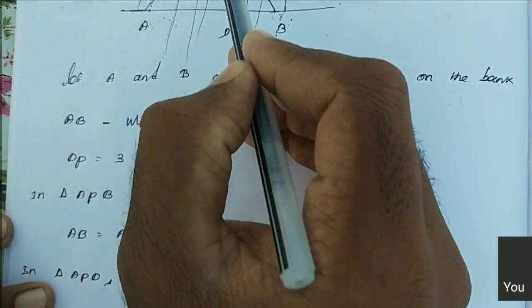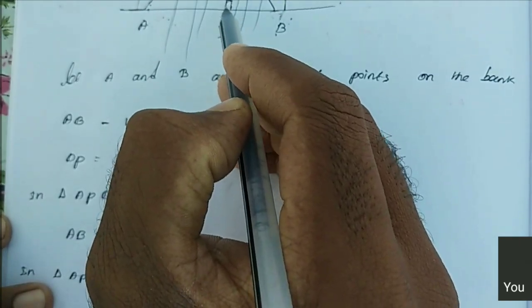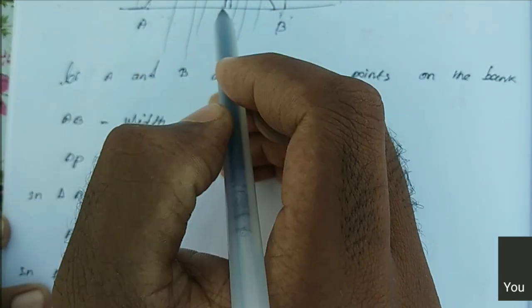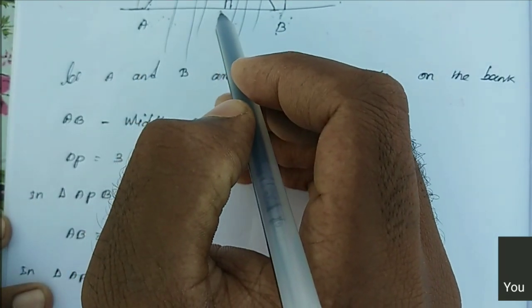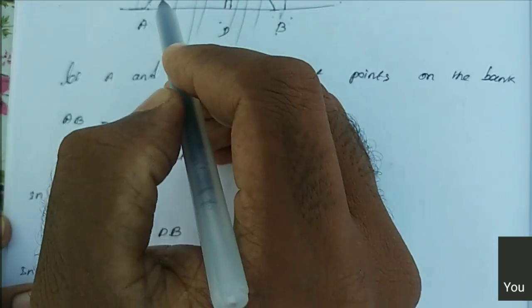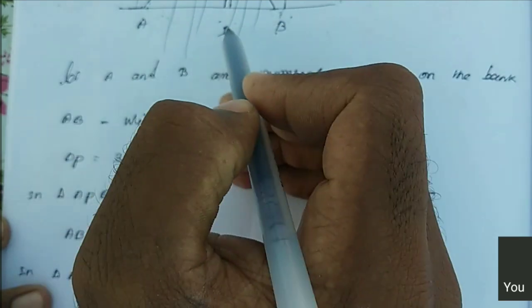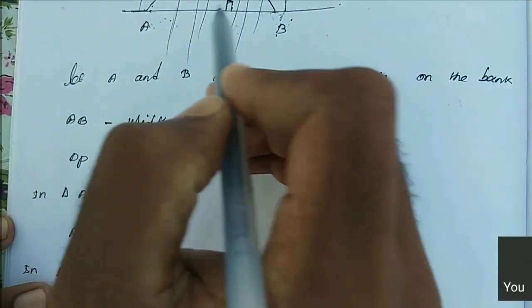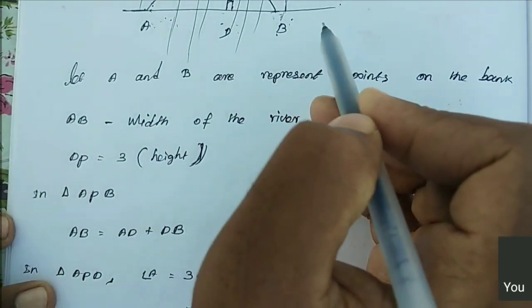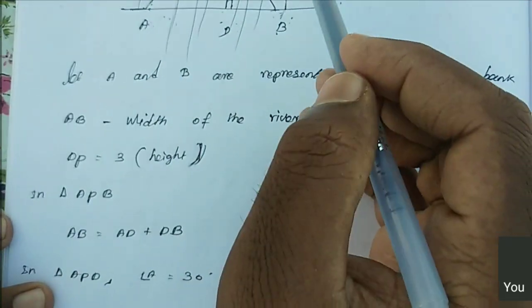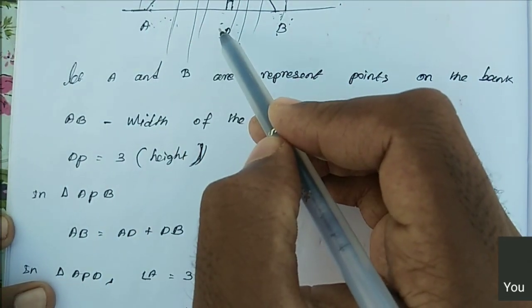When you want to find the AD value, you just consider this right angle triangle ABD. Are you clear? First we consider the whole triangle because when we want to know the AB value, we know that AB is equal to the sum of AD plus DB. So we should know the AD and DB values. So now we can find the AD value. AD is the easiest one. How will you find the AD?